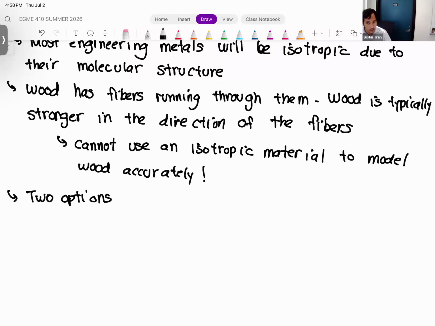This is still assuming linear behavior. The linearity of the material is different from whether it's isotropic or not. These two options here are still linear materials in the sense that stress and strain are still linearly related to each other. It's just that the relationship is going to change depending on the direction that you are doing the loading.